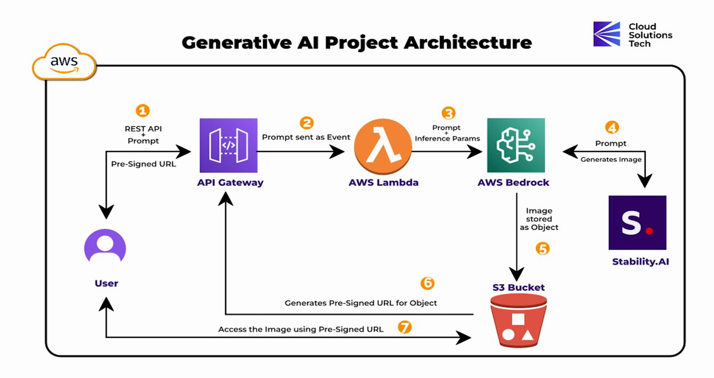These models are trained on vast amounts of data and can use that knowledge to create new, unique output. So in today's project, I'll be using Amazon Bedrock, which provides access to many generative AI models like Stable Diffusion, allowing us to create custom images based on text prompts.